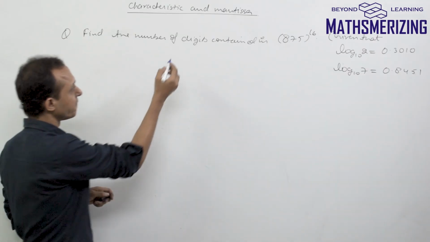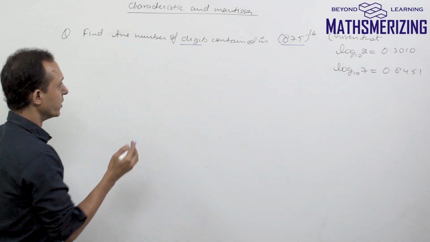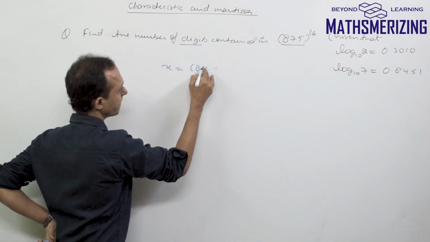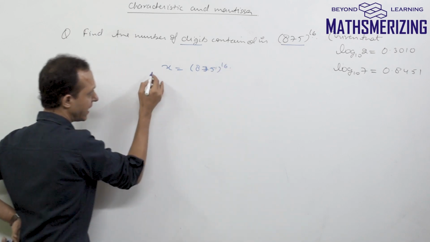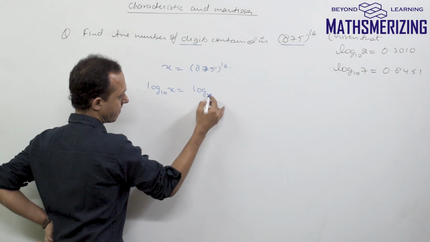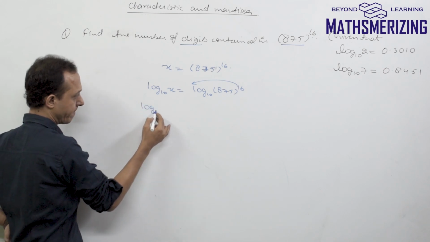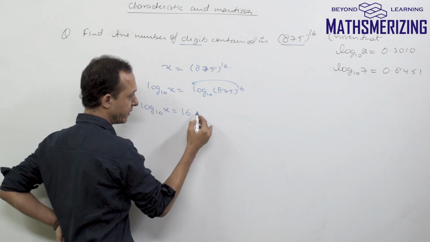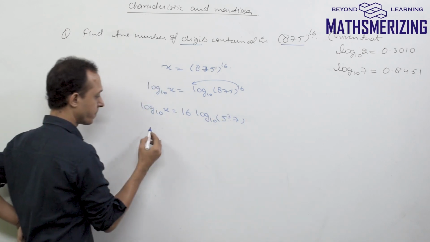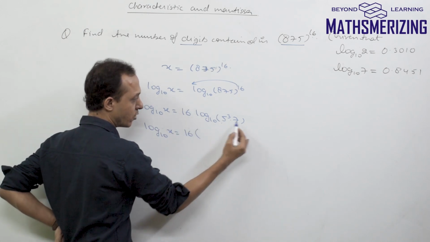Now the question is, find the number of digits contained in 875 to the power 16. Now what I'll do is, I'll write this as some number x, and I'll write this as 875 to the power 16. I'll take log both sides to the base 10. I'll take this power out. So I'll write this as log x base 10, and this is 16 times log of 5 cube into 7. So I'll use log m plus log n.